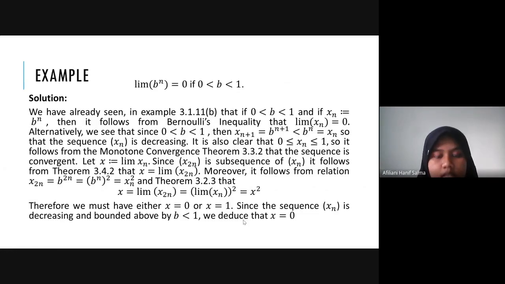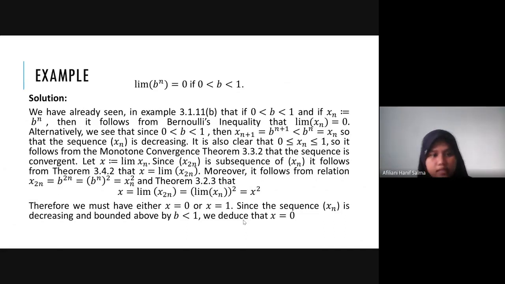Alternatively, we see that since 0 < b < 1, then x_{n+1} = b^{n+1} < b^n = x_n, so that the sequence (x_n) is decreasing. It is also clear that 0 <= x_n <= 1. So it follows from the Monotone Convergence Theorem 3.3.2 that the sequence is convergent.